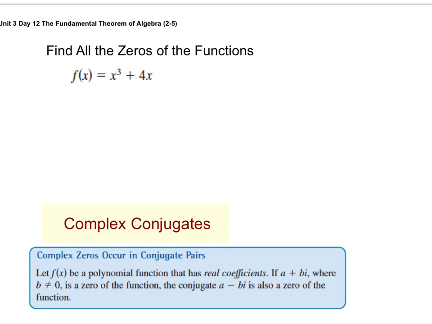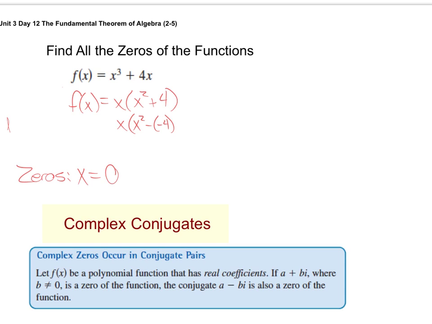So, what do we do first? Factor out an x. Good. F of x is x times x squared plus 4. So I already know one of our zeros: x equals 0. How would we handle that x squared plus 4? You can see that as x squared minus a negative 4.